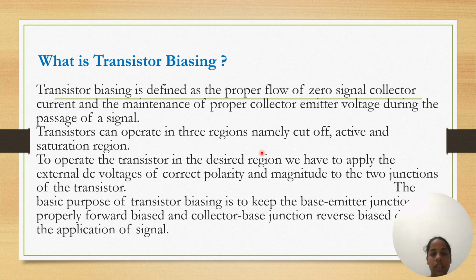A transistor can operate in three regions, namely active region, cutoff region, and saturation region. To operate the transistor in the desired region, we have to apply an external DC voltage of correct polarity and magnitude. In transistor biasing, three regions operate: cutoff, active, and saturation.